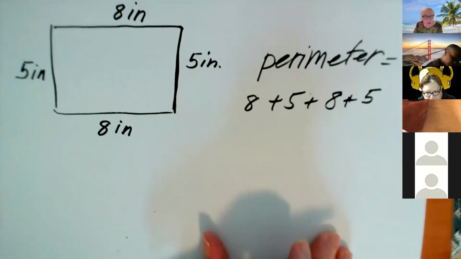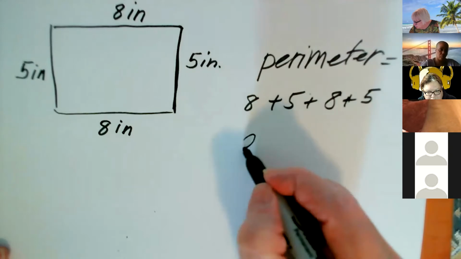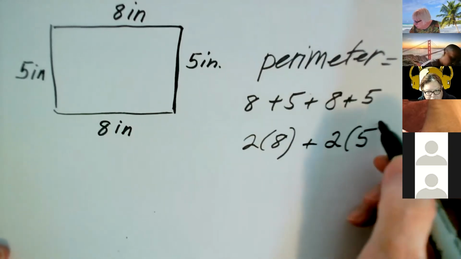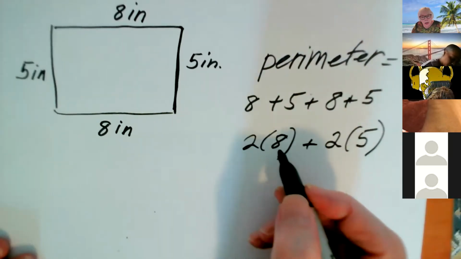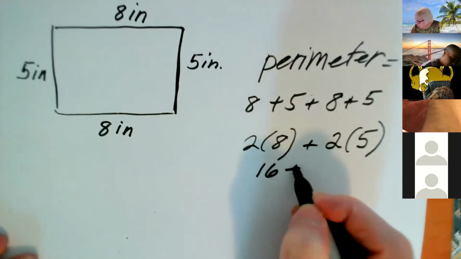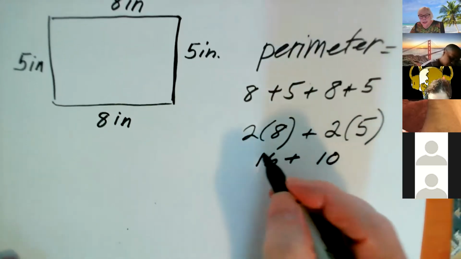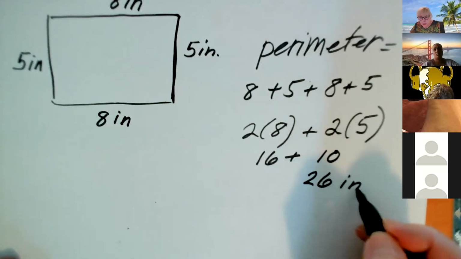But the formula groups it together. So there'd be 2 of the 8s and 2 of the 5s, which I think makes it a little bit quicker. And 2 times 8 is 16. And 2 times 5 is 10. And so we add that up now, and we're talking 26, and it was inches.